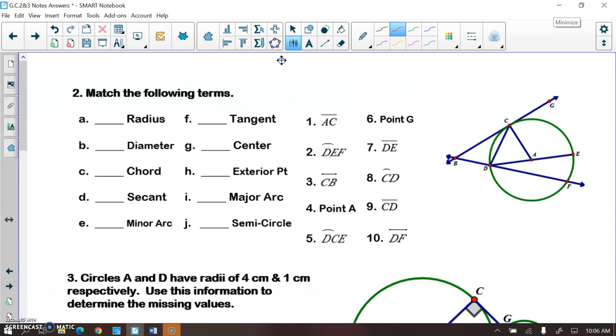So the next page says to match the following terms using the diagram. So let's look at number 1 first. It says AC. AC goes from the center of the circle to the edge of the circle, so that is a radius. So letter A would be matched with number 1. Arc DEF. So D to E to F would be here. This looks like more than half of the circle, so that is a major arc. So number 2 corresponds with letter I.